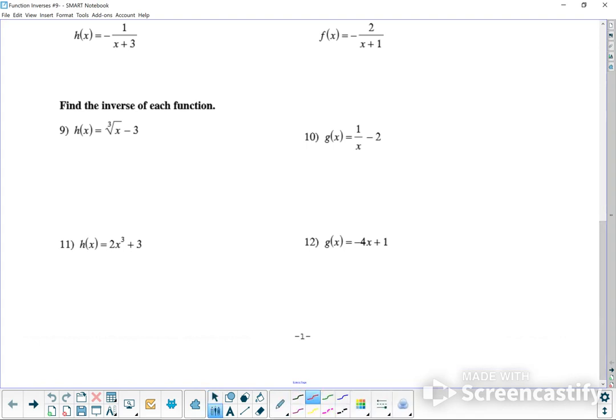So one of the first things you do when you are trying to find the inverse is make sure this is a simplified equation. All right, so let's do number 11. Instead of h of x equals, we're going to change that to y equals 2x to the third plus 3. Then we're going to interchange x and y, meaning that y's turn into x's and x's turn into y's.